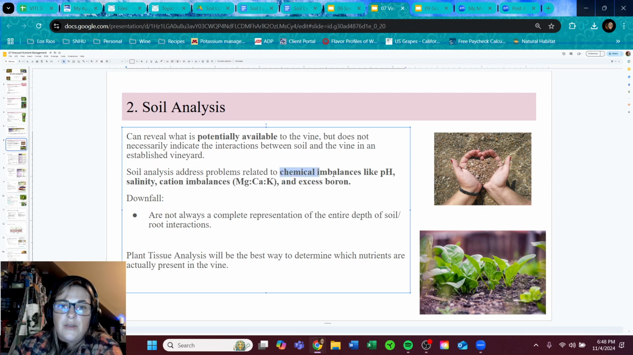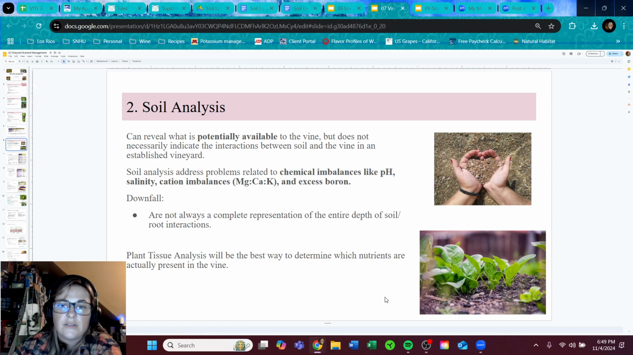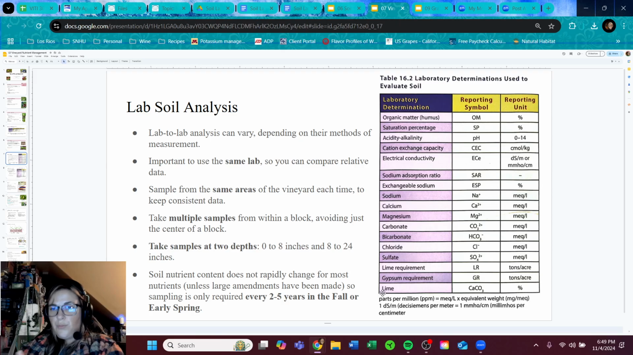So we have chemical imbalances like pH is something that you're going to want to look out for with your soil analysis, salinity, cation imbalances, and also excess boron. And then just know the downfalls. Just very broad information, right? Sometimes if it gets really overwhelming or tedious to know this information, just take away the big picture and make sure you understand the forest before you go in for the individual trees.